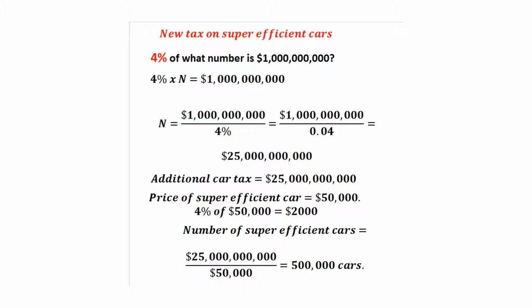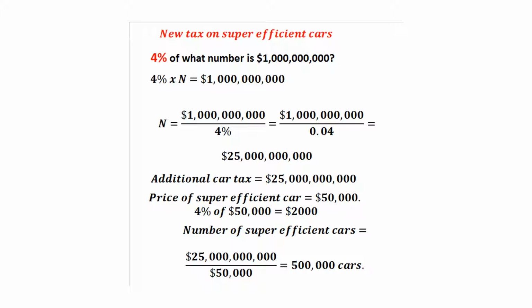So if we divide both sides by 4%, n is a billion over 4%, that's a billion over 0.04. And if you do your division, you move your decimal over 2 places to divide by 4, 2 places in the numerator, you will get $25 billion. So the additional car tax for these super efficient cars is $25 billion.